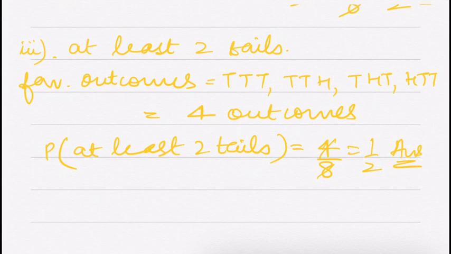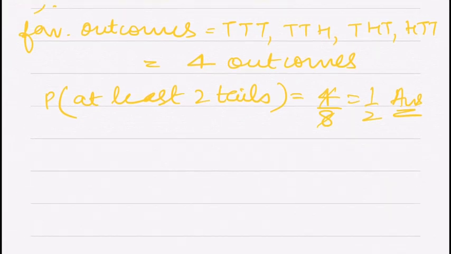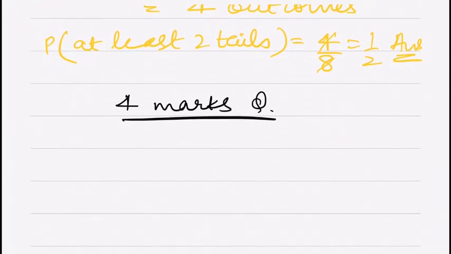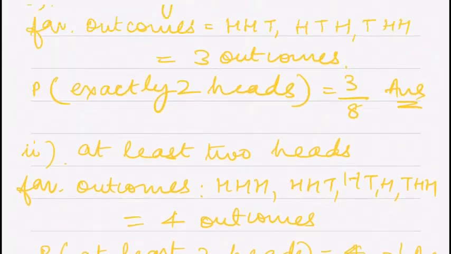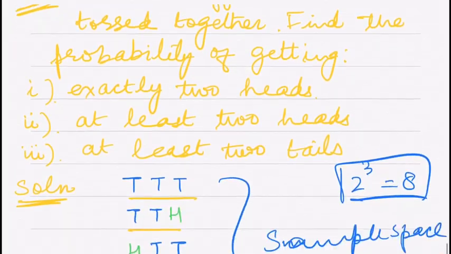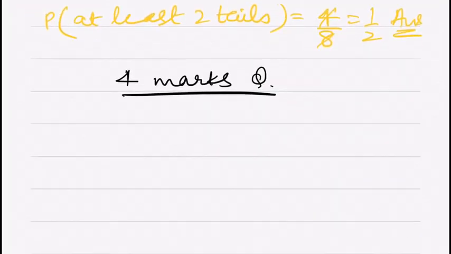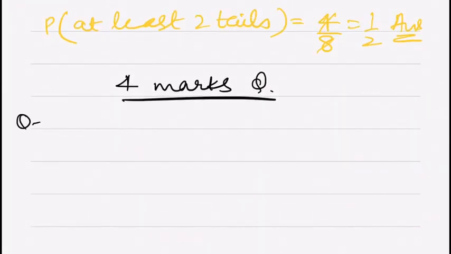We'll move to 4-mark questions now. Let's take another color. Now we are starting with 4-mark questions. How many questions have we done? I think 12 questions. So for 4-mark questions, this is question number 13.